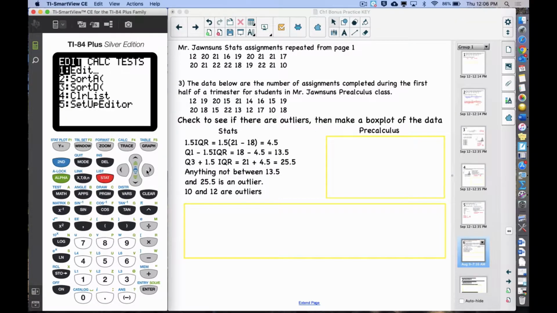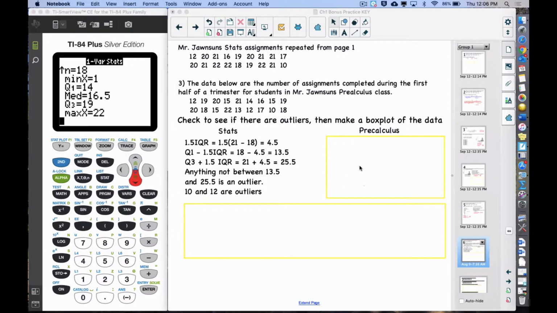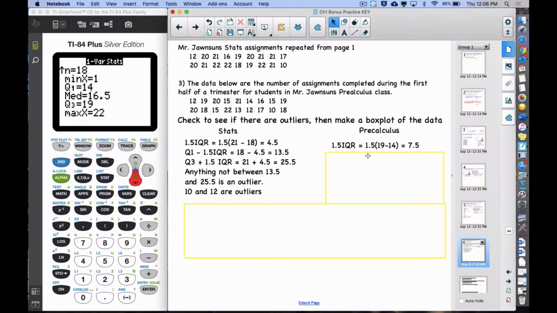To do the same thing for the pre-calculus data, you just need to enter those numbers in. I put them in list 2. So I got to change that to list 2. And then hit enter. And again, scroll all the way to the bottom. So 1.5 times IQR is 1.5 times 19 minus 14, which gives me 7.5. Then I want to do Q1, which is 14, minus 7.5. Q3 plus that 1.5 IQR gives me 26.5.